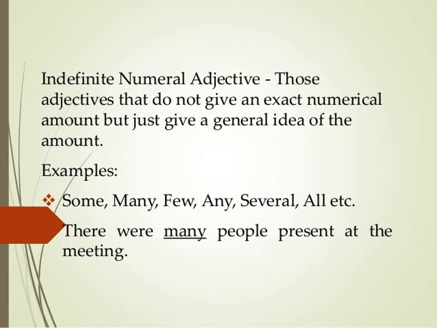Now another category of numeral adjective, as shown in that skeletal diagram, is an indefinite numeral adjective. From the name it is quite clear that these adjectives do not give an exact numerical amount but just give a general idea of the amount. Means we do not know the exact number of these adjectives, however we have the idea of how much they are going to be. For example, some, many, few, any, several, all, etc. There are many people present at the meeting.